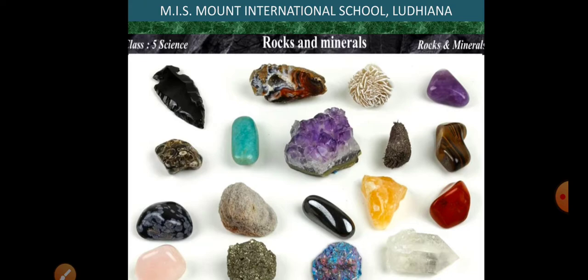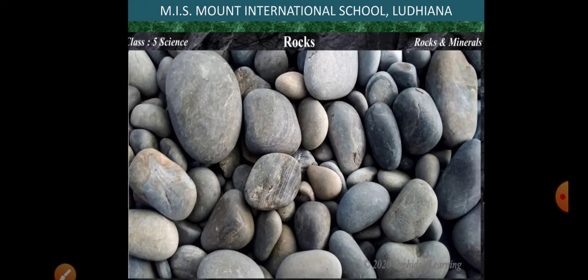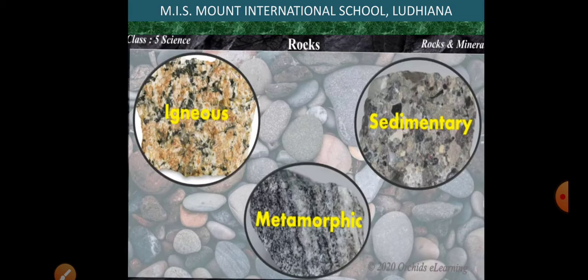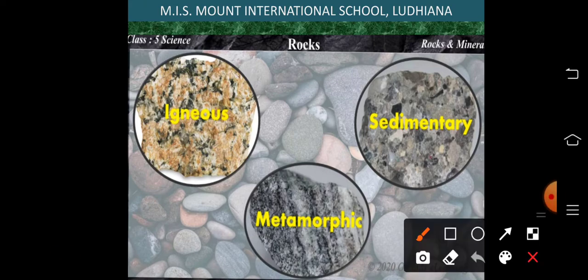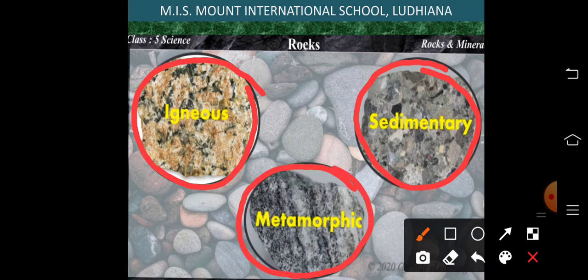Many of the minerals that we use every day are made up of different kinds of rocks, and each kind of rock in turn is made up of different minerals. Now, depending on the way that how they are formed, we have three major types of rocks. Now, what are those rocks? Firstly, igneous rocks, then sedimentary rocks, and then we have the metamorphic rocks. All these rocks are present around us.